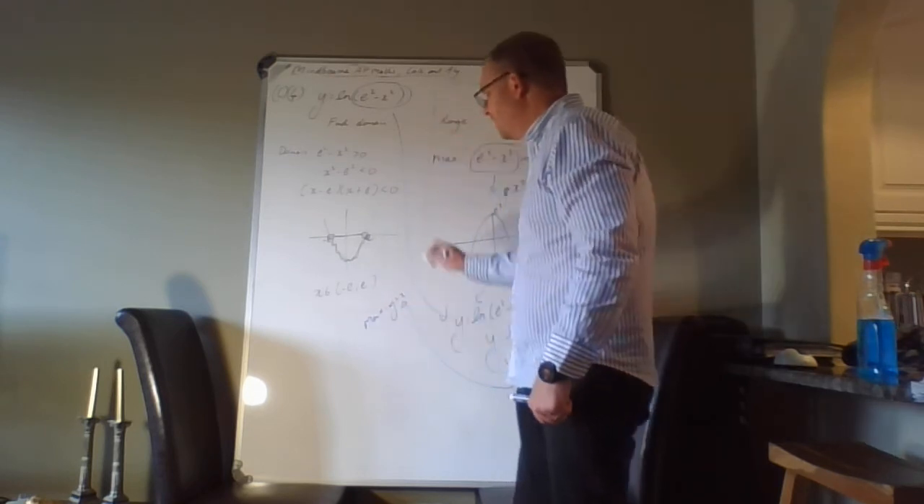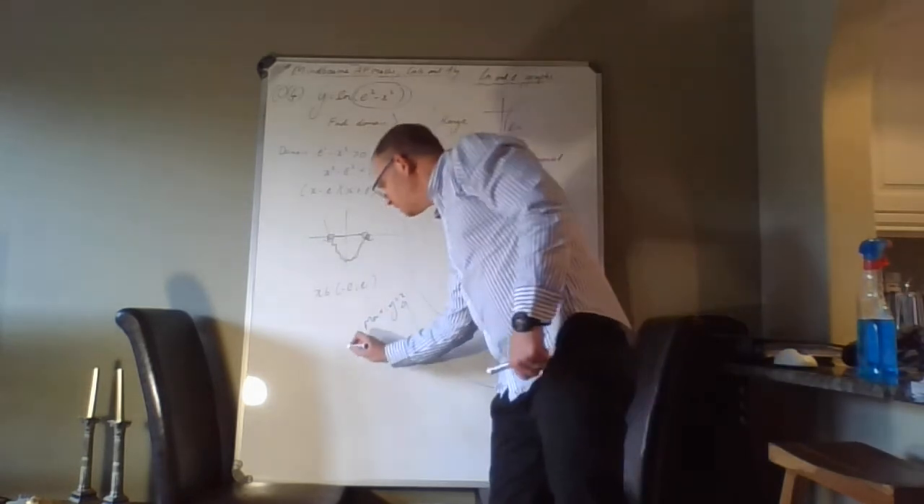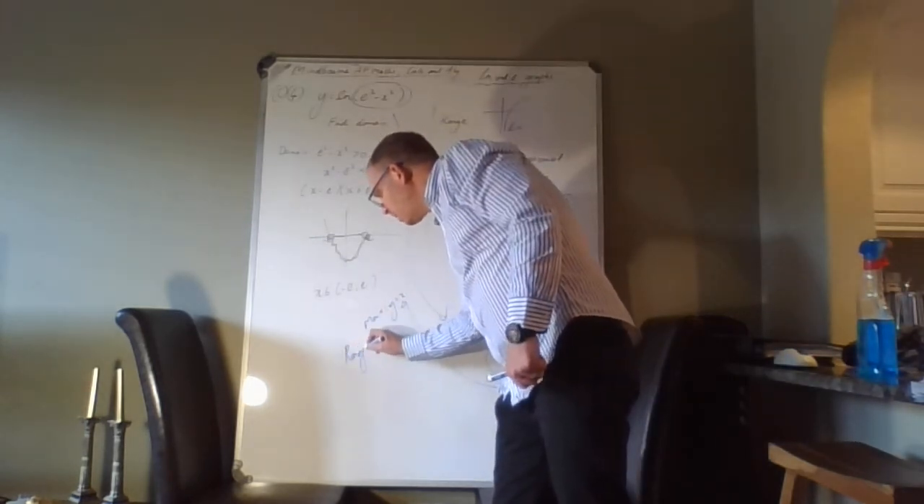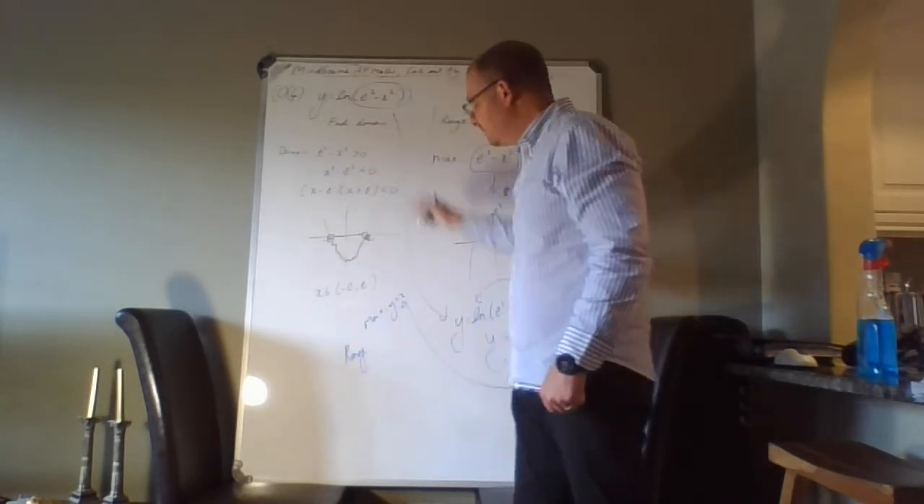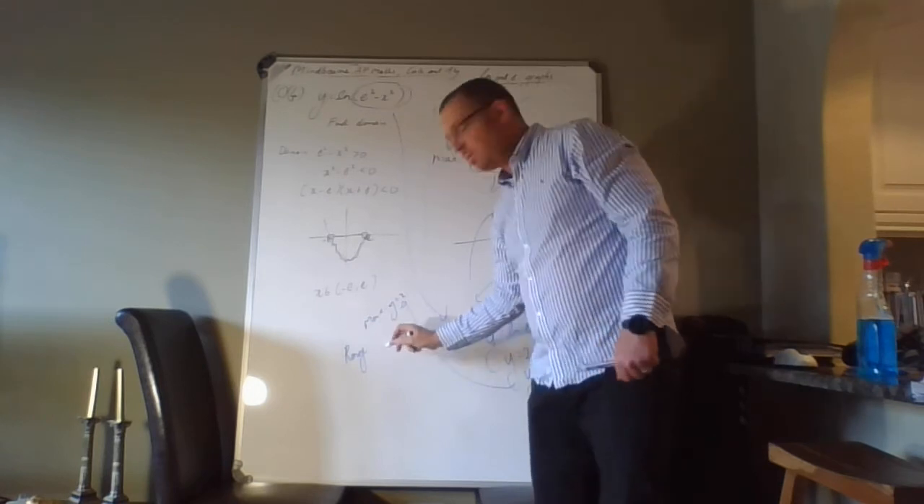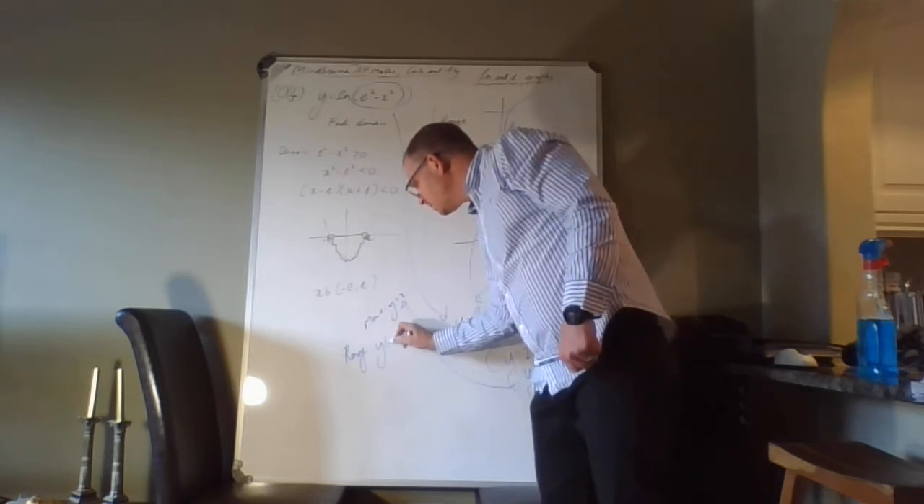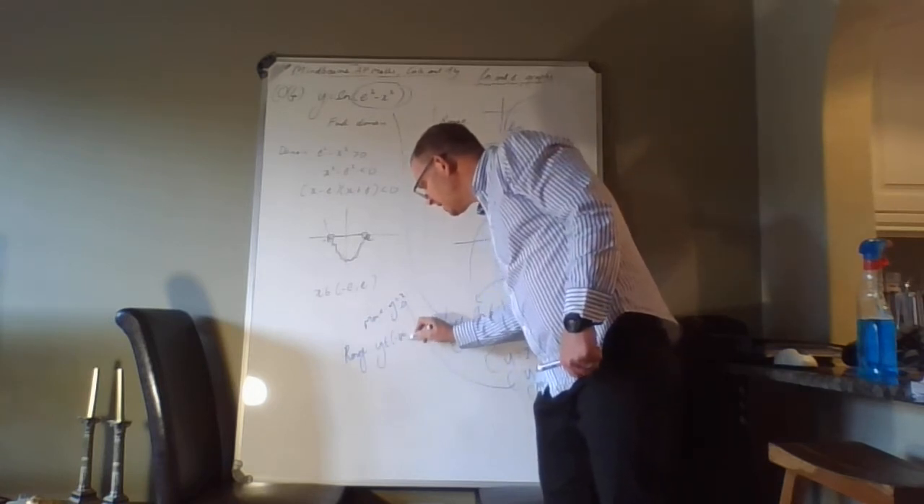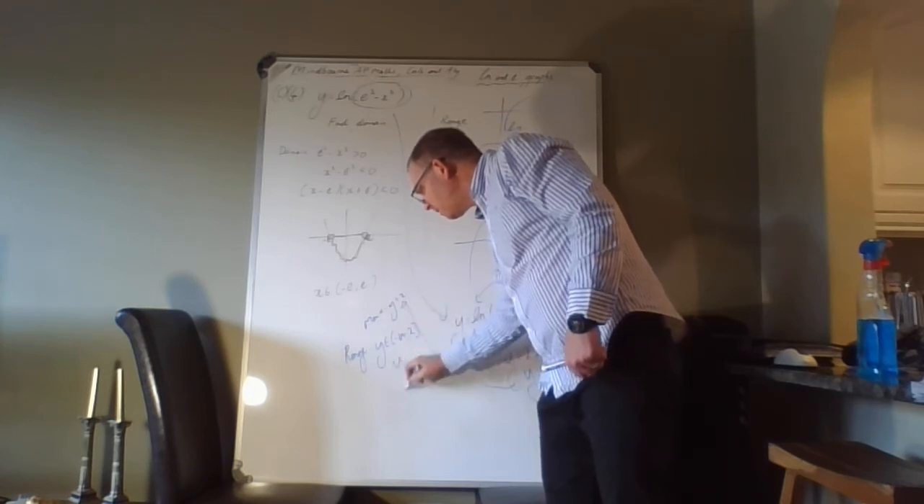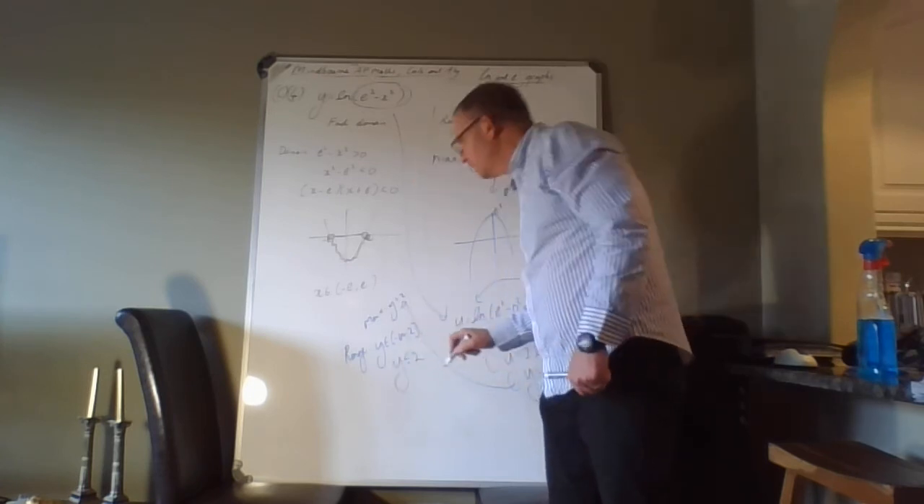And the range of this whole function, e squared minus x squared, your range will go from negative infinity up to 2, or you can say y is less than or equal to 2.